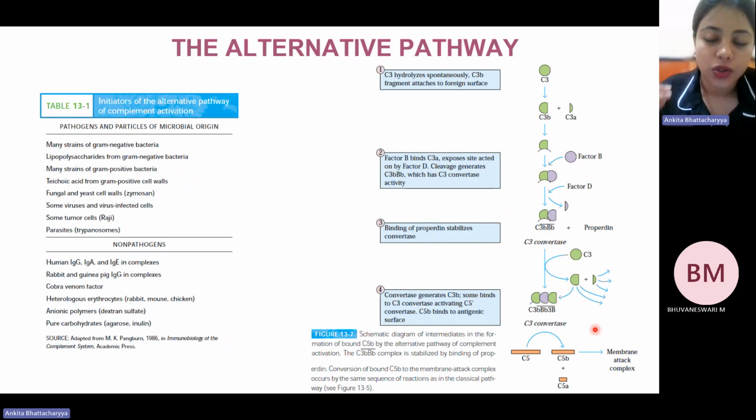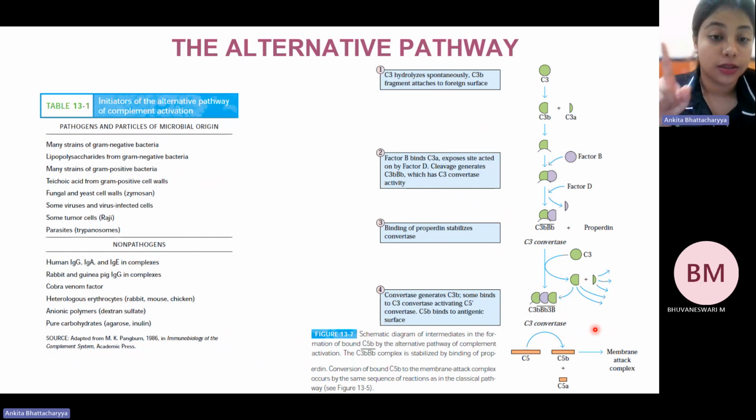And for your own reference, if you make a simple flowchart, it will help you understand and retain this a lot better. What you need to do is figure out the differences between those two pathways. What are the participants? Obviously, factor B and factor D are not there in the classical pathway, and antigen-antibody interaction is not there in the alternative pathway. These differences are what you need to keep in mind. And then what is the composition of the final C3 convertase, that you must remember. That can be a very relevant question.